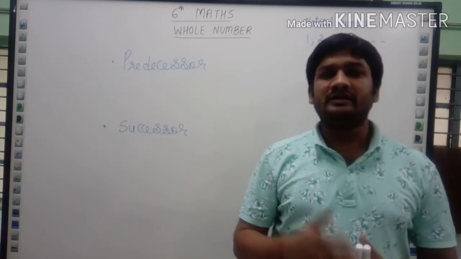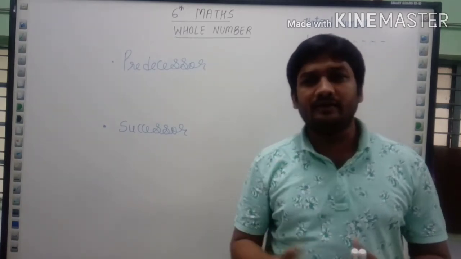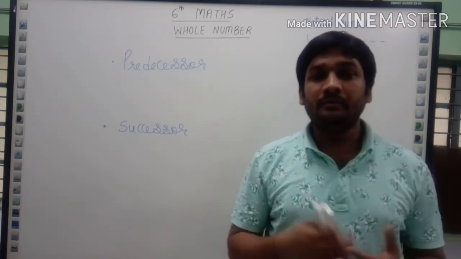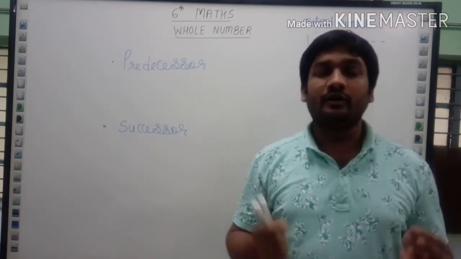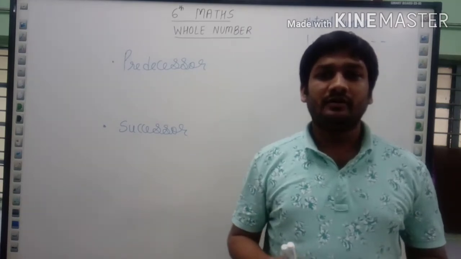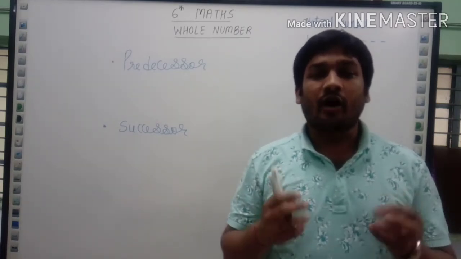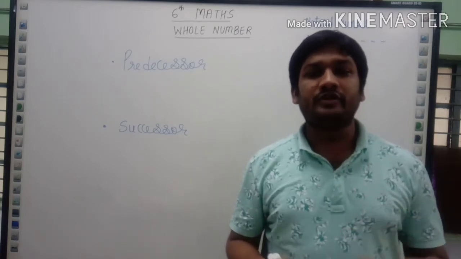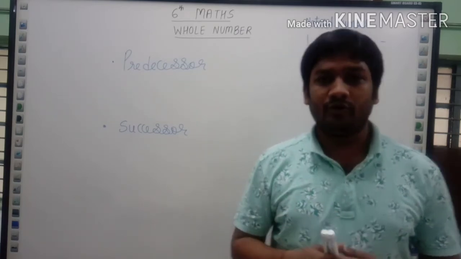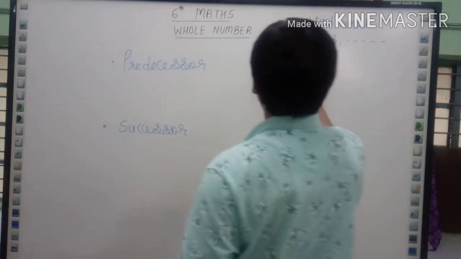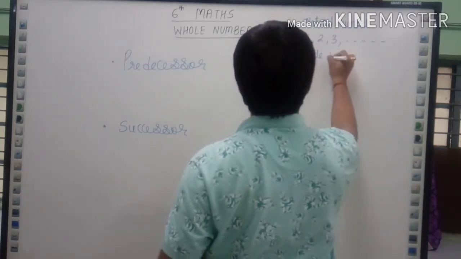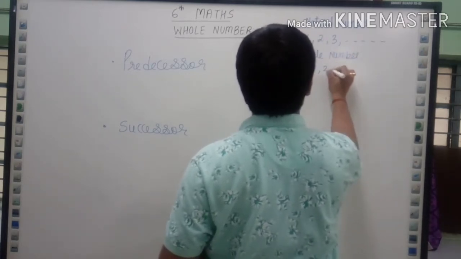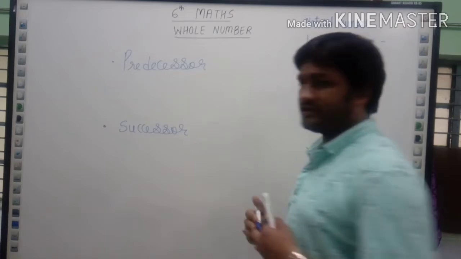After natural numbers, the second set of numbers that comes is whole numbers. So what do we mean by a whole number? A whole number is a number which includes counting numbers including 0. Whole numbers are defined as counting numbers including 0. So we can write whole numbers as 0, 1, 2, and so on.